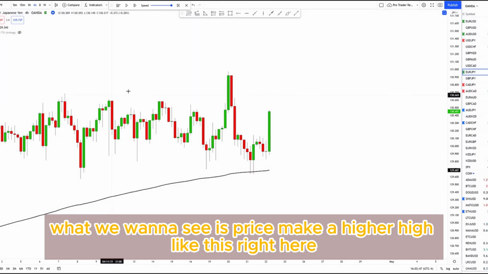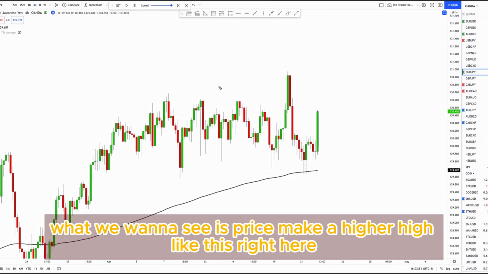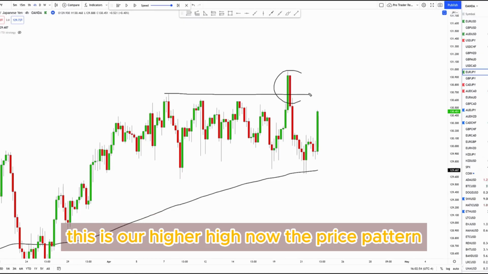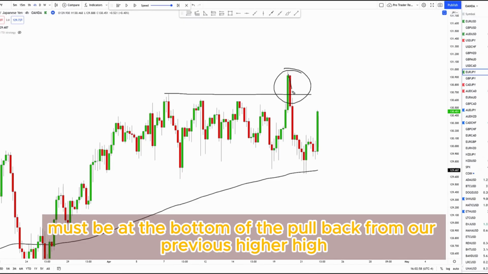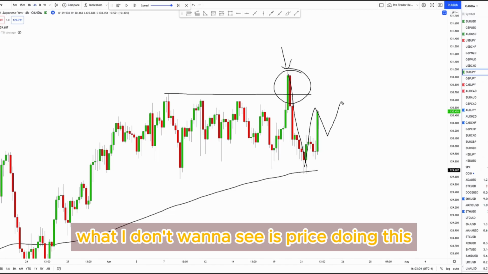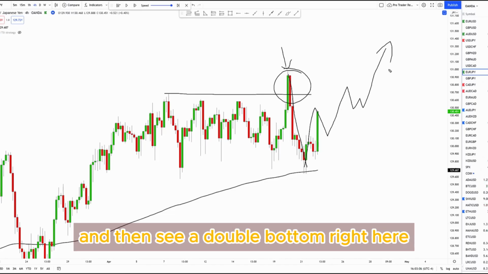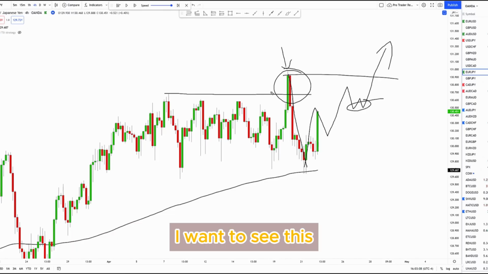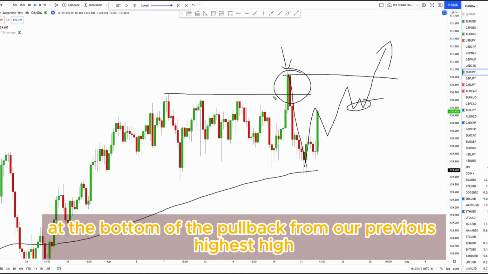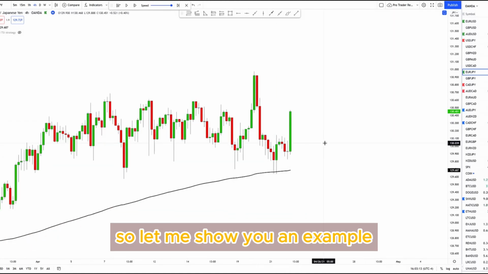What we want to see is price make a higher high, like this right here. This is our higher high. Now, the price pattern, the chart pattern that we use, must be at the bottom of the pullback from our previous higher high. What I don't want to see is price doing this and then see a double bottom right here. I want to see this at the bottom of the pullback from our previous highest high. So let me show you an example of that.